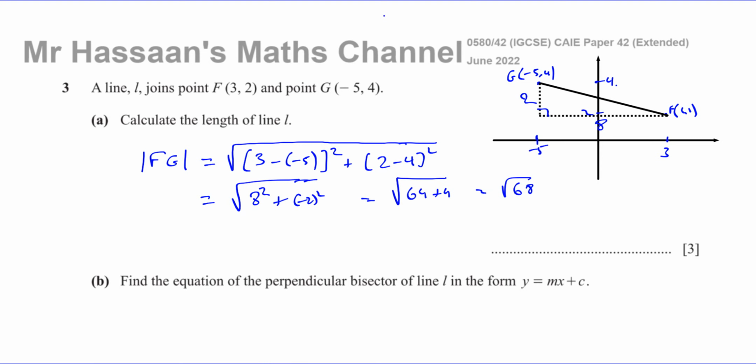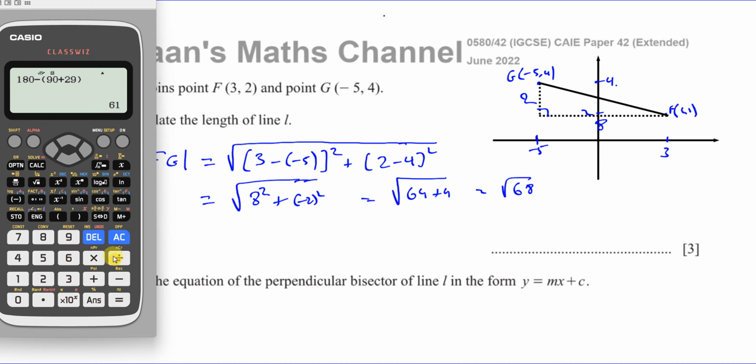So we take our calculator, and we write it to 3SF. Just to make sure that we haven't made a mistake here, we're going to have 3 minus 5 squared plus 2 minus 4 squared under the square root. That gives us 2 root 17, which is basically the same as root 68, because that would be 17 times 4, and root 4 is 2.